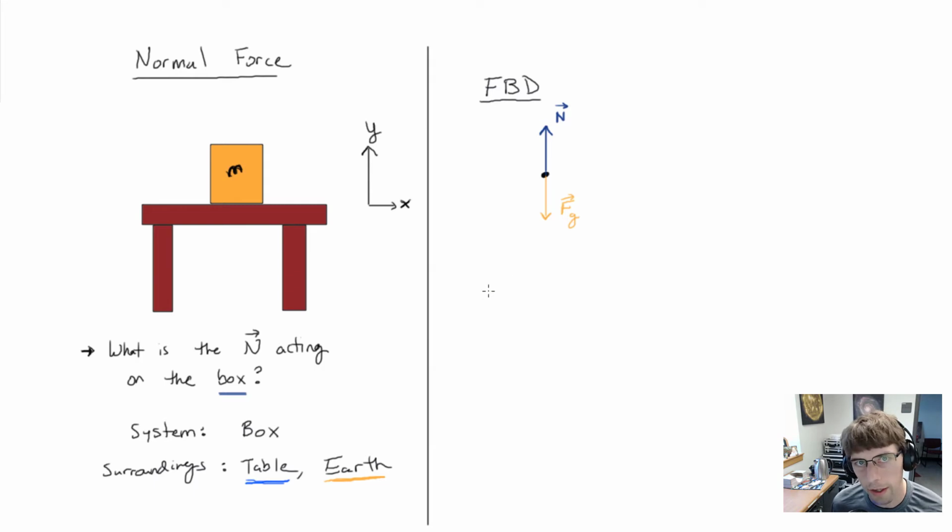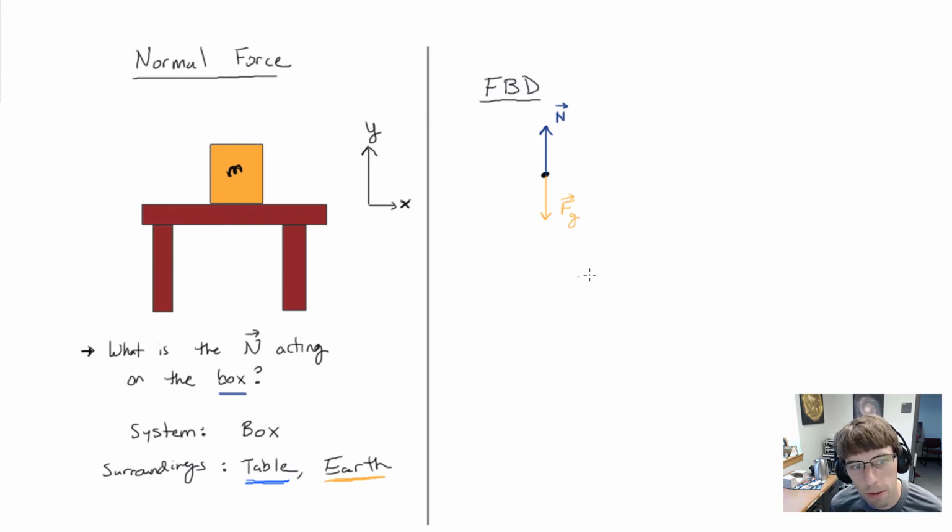Now, how did I know that? We'll use this idea for the next piece. On your free body diagram, you should try to scale those. If you have an idea about the magnitudes of these, you should try to scale them appropriately. So I have no idea what the value of the normal force is right now, but I do know that the gravitational force should be equal to the normal force, but in the opposite direction.